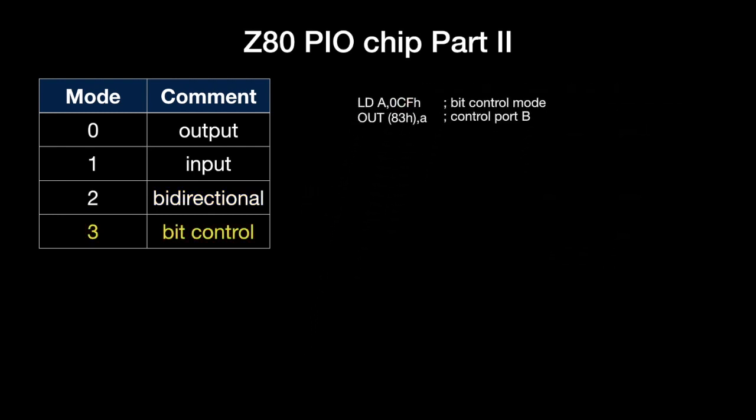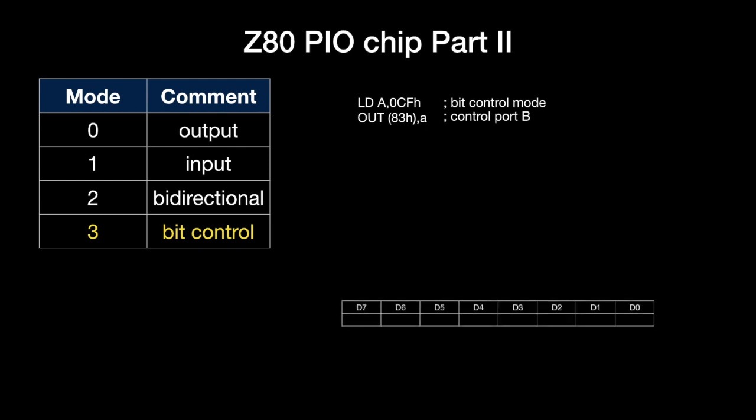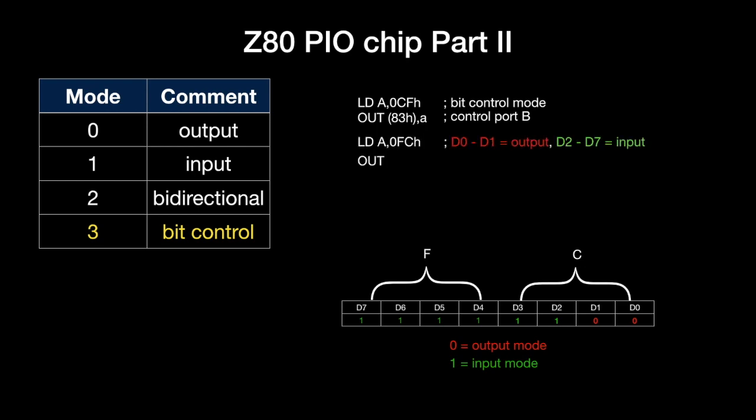What is bit control mode? In bit control mode, you can program individually every line as input or output. 0 stands for output and 1 stands for input. For example here, D0 and D1 are programmed as output and the rest as input. So the byte you have to send to the control channel is FC. That means after you have configured a port in bit control mode, you must send another byte to the same control port where you specify the input or output mask.